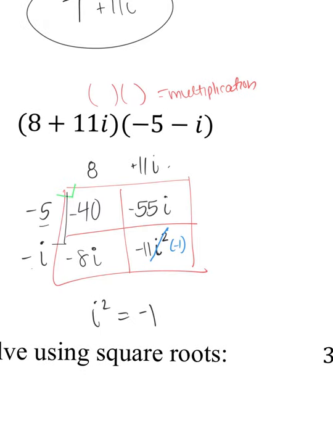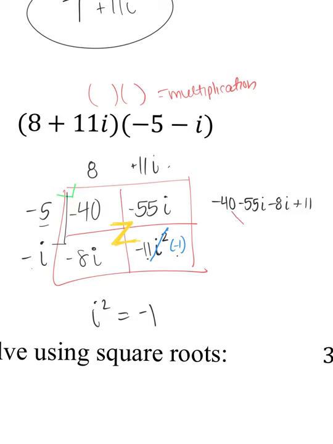Okay? And then if you would like, you can go ahead and draw your Z. And that tells you which direction to write your answers in. So I'm starting with a negative 40, to a negative 55i, to a negative 8i. And then negative 11 times negative 1 gives me a positive 11. Okay, so that i squared cancels out and becomes negative 1.